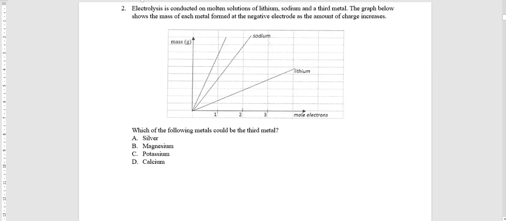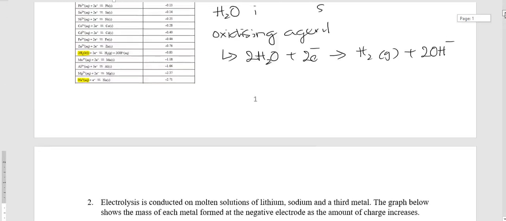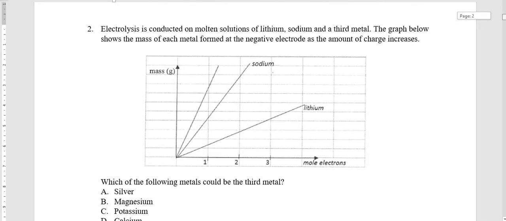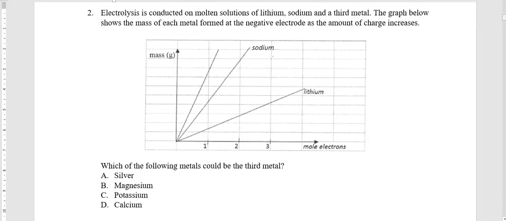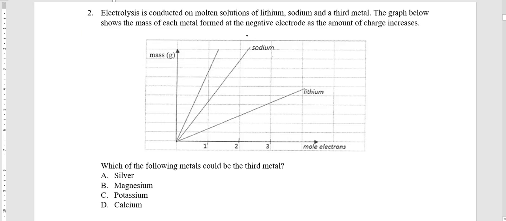Okay. Electrolysis is conducted on molten solution of lithium, sodium, and a third metal. I think I'm going to increase the size a little bit so that my handwriting doesn't look outrageously big compared to the text. The graph below shows the mass. Now, this is important, the fact that it is a mass. The mass in grams of each metal formed the negative electrode. Now, the negative electrode is your cathode.